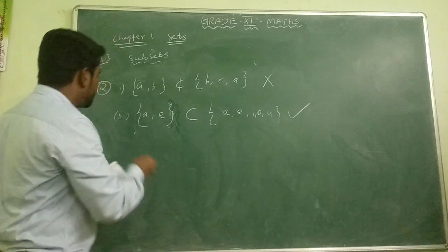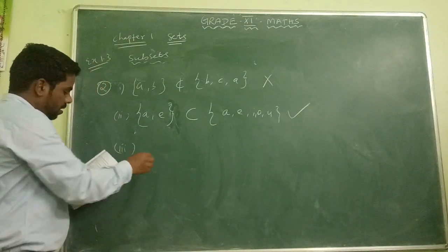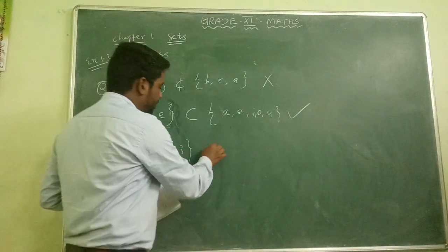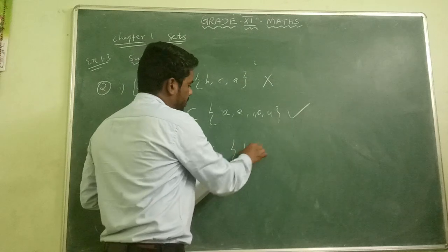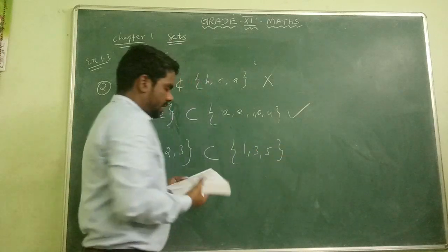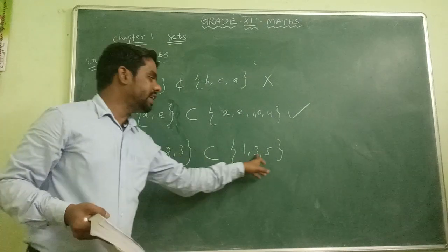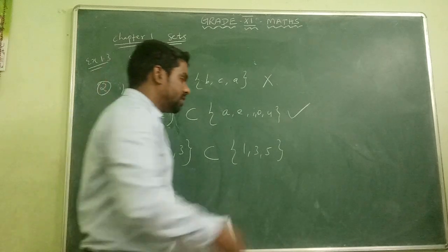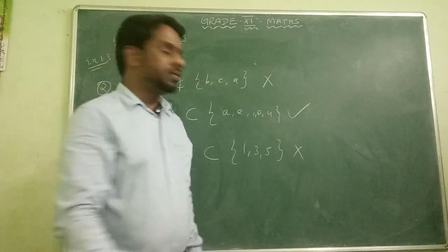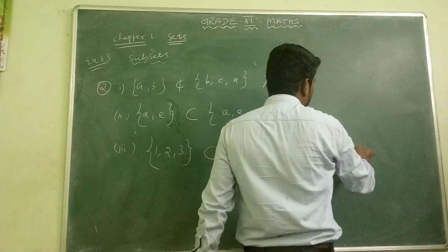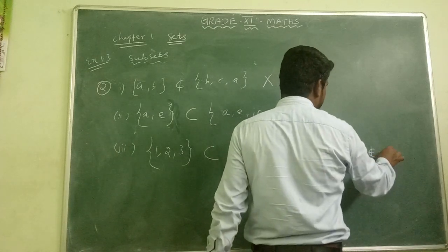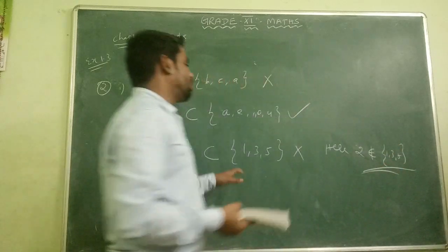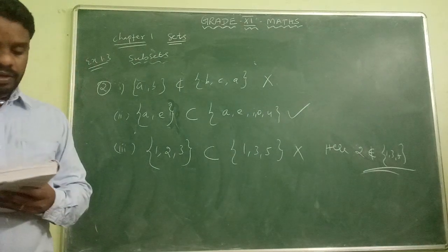Next, third one. {1, 2, 3} is a subset of {1, 3, 5}. Listen, students. Here 1, 2, 3, but here 1, 3, 5. 2 is missing. 2 belongs to the first set, but 2 does not belong to the second set. So the third statement is wrong.